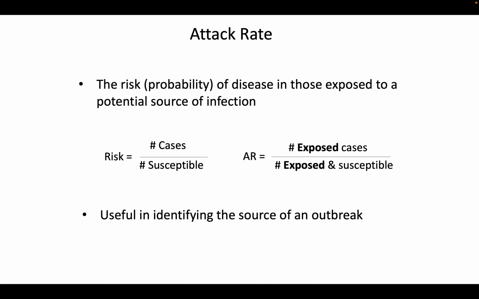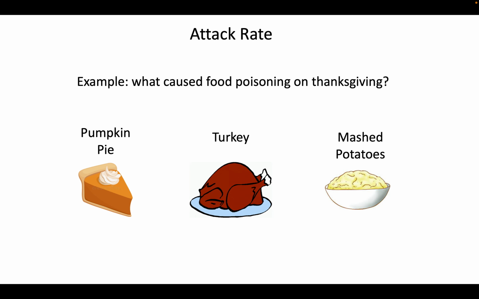And this is really useful in outbreak investigation, and that's easiest described with an example. So let's say there's an outbreak of food poisoning following a Thanksgiving dinner. We could find the attack rate for each of these foods, and that could give us a hint at which one was the source of the outbreak. So these attack rates would mean that 60% of the people who ate pumpkin pie got sick, 60% of the people who ate turkey got sick, but 90% of those who ate mashed potatoes got sick. So that gives a good indication that mashed potatoes might have been the source of the outbreak.